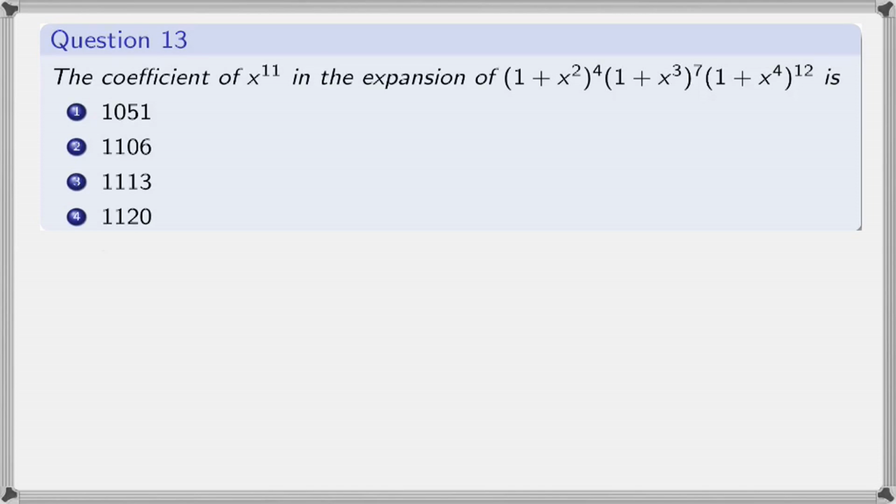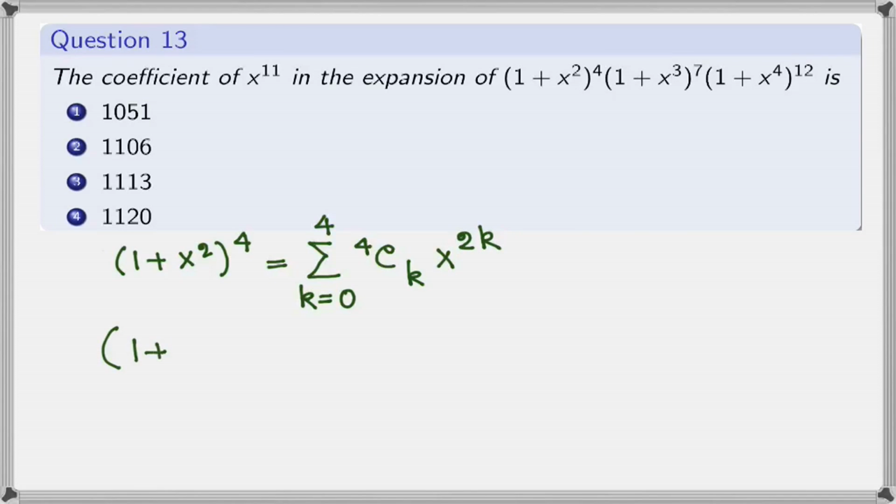So (1 + x square) whole to the power 4 is equal to sum from k is equal to 0 up to 4, 4Ck x to the power 2k.